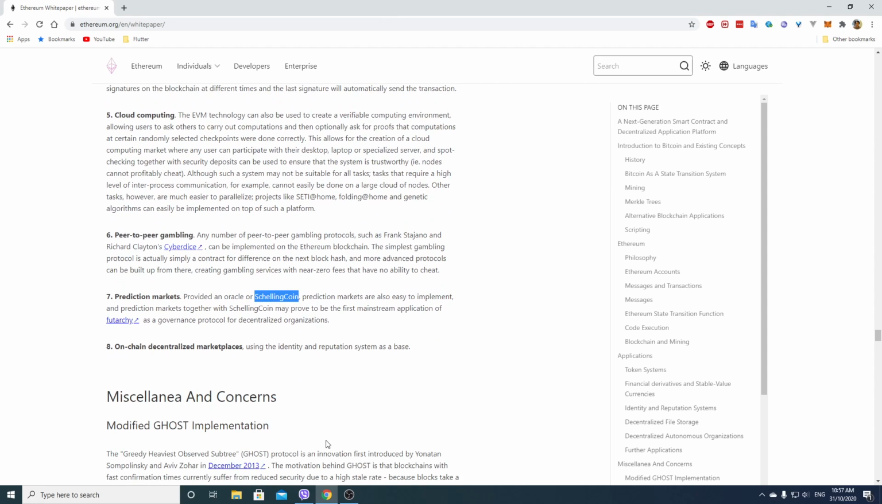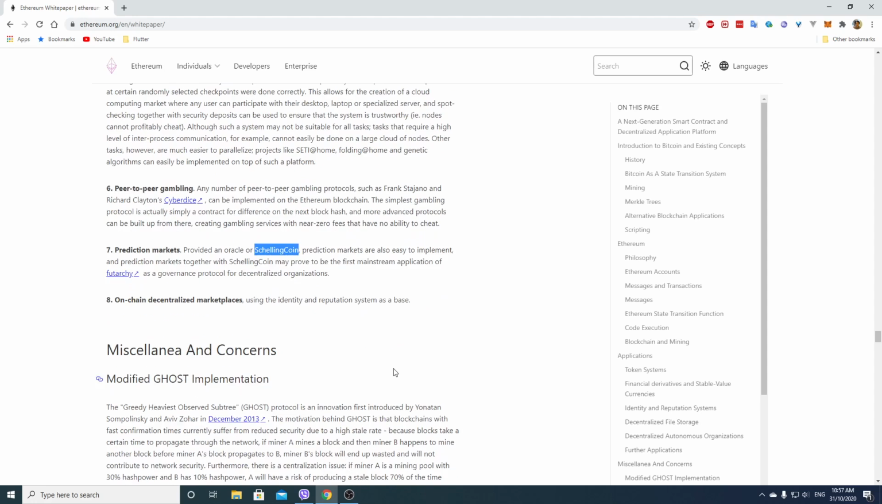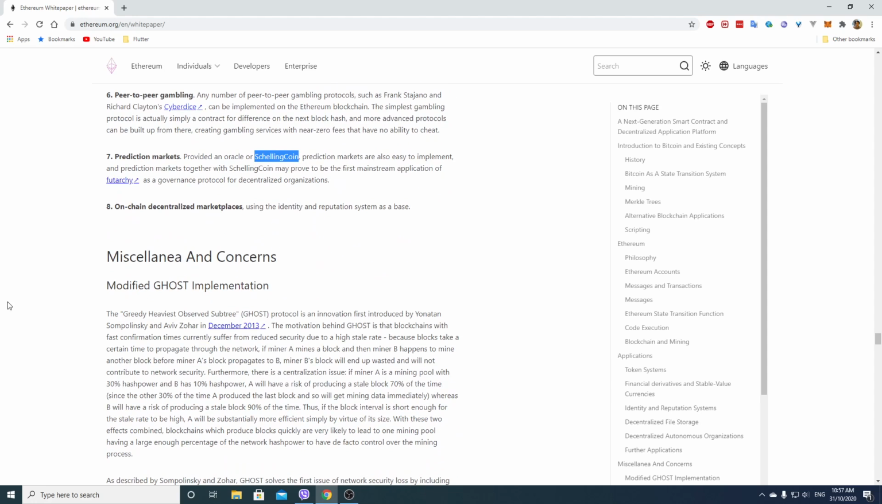On-chain decentralized marketplace, using the identity and reputation system as a base. Okay, that's pretty interesting.